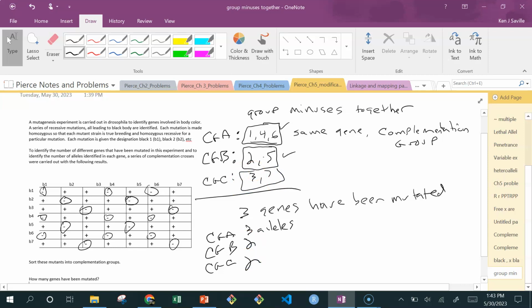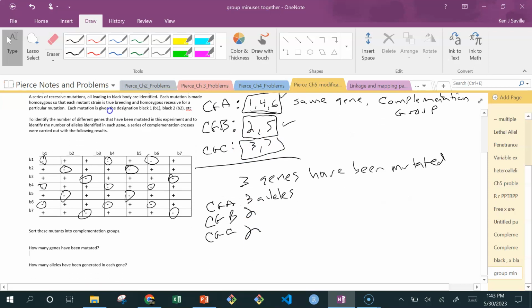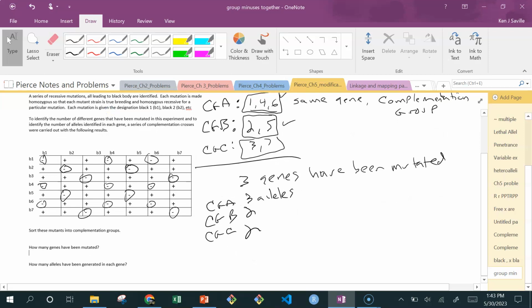And that's how these problems always look. You're given an experiment, you're given what's called a complementation table. And then you look at them and say, well, which ones do not complement? If they do not complement, they go in the same group. If they go in the same group, they're said to be in the same complementation group. That means they're mutations in the same gene. And however many of those you have, that's how many alleles you have in that gene.